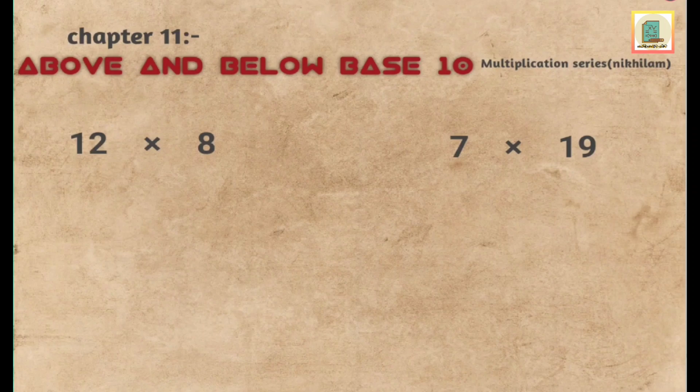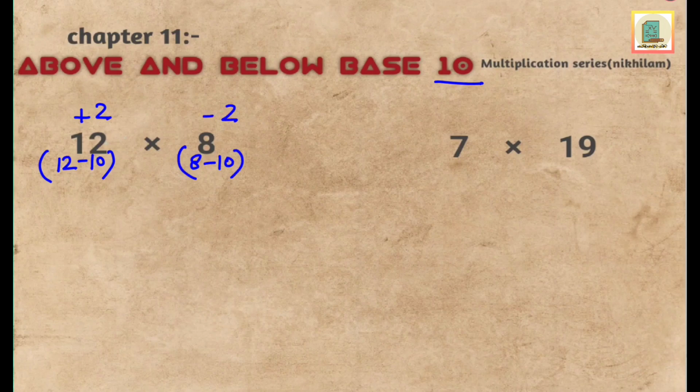Now the first question is 12 multiplied by 8. So first of all, we'll find out the deviations. Now since the base is 10, number minus the nearest primary base, which is 12 minus 10, will give you plus 2 as deviation, and 8 minus 10 gives you minus 2 as deviation.